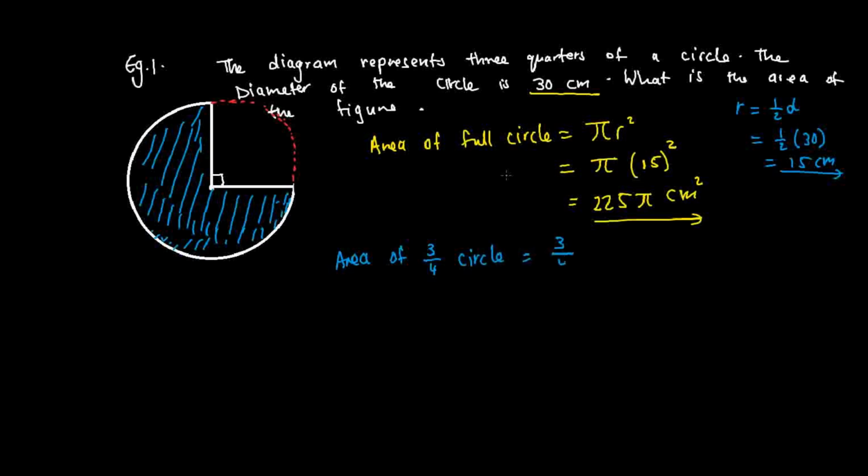So the area of the 3/4 circle is equal to 3/4 times the area of the full circle, which is 225 pi centimeters squared. And that is equal to 3/4 times 225 pi. I'm going to press it on my calculator. That is 530.14 centimeters squared. I decided to round off my final answer to 2 decimal places. Please read the instruction in your test or exam to tell you by how much you should round off. That was example 1. Let's move on to the next example.